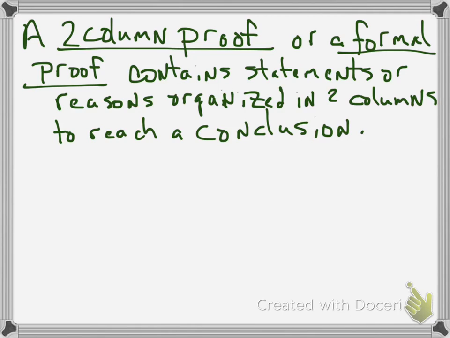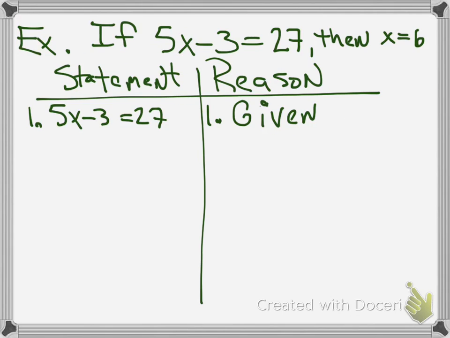For example, we have this example here where I'm saying 5x minus 3 equals 27, and that's given. Because if 5x minus 3 equals 27, then we want to prove x equals 6. So we start off with our given, 5x minus 3 equals 27. So what would be the first step to solve that? Well, you would add 3 to both sides.